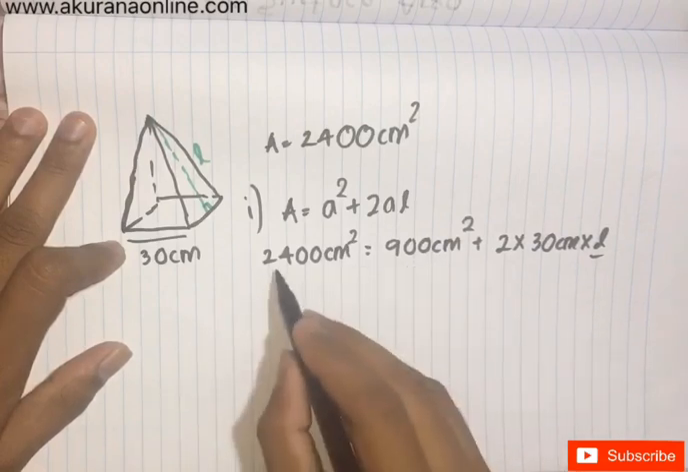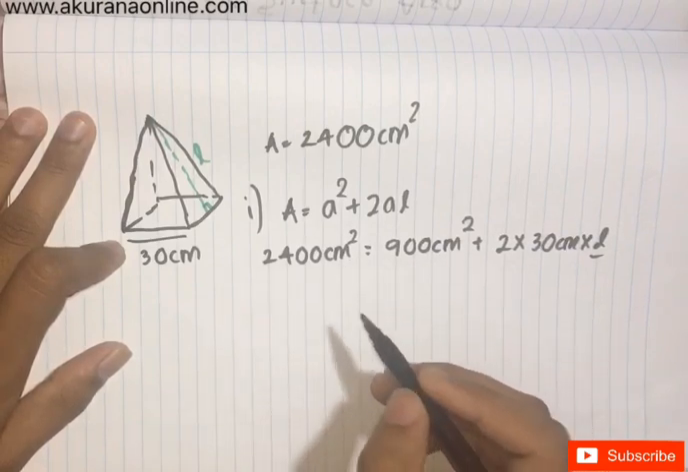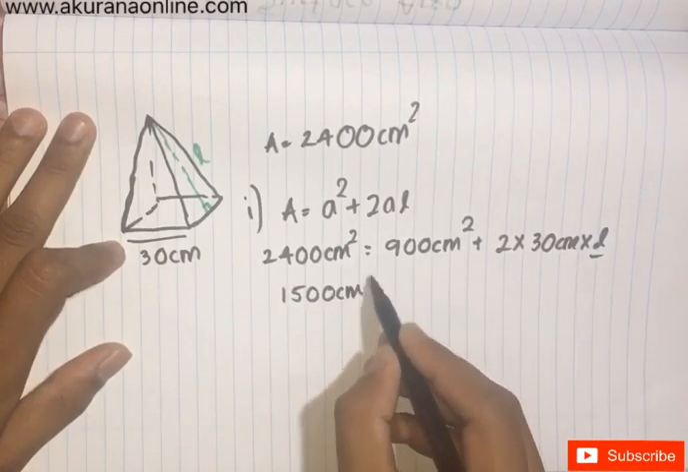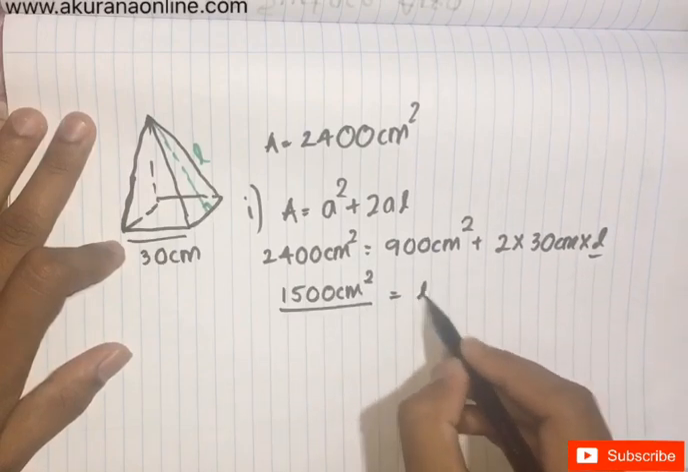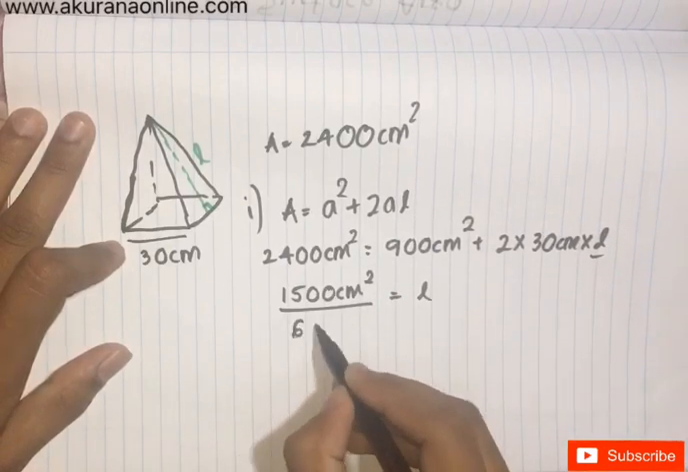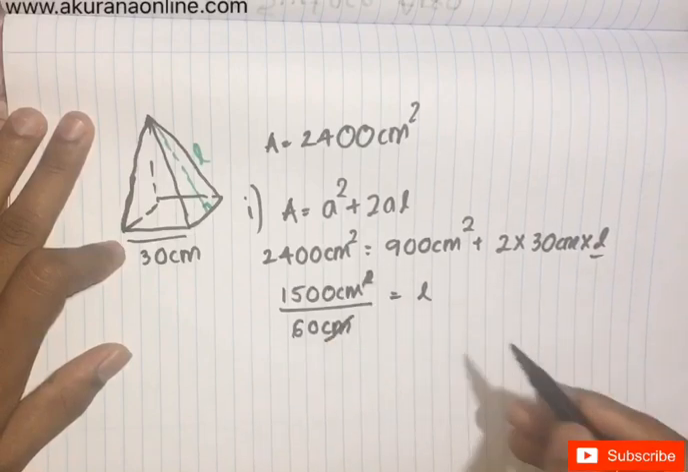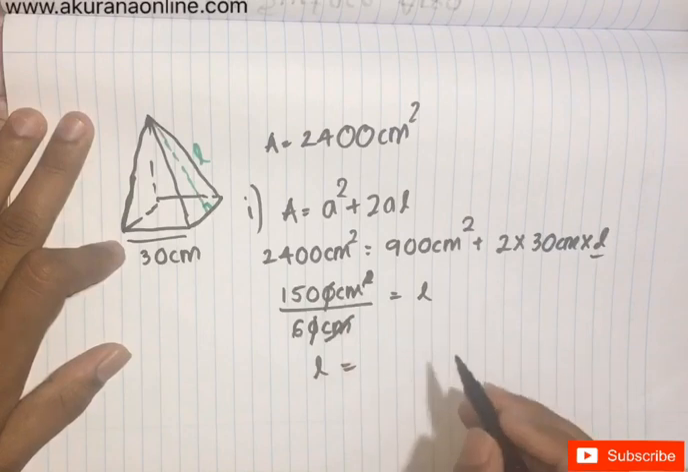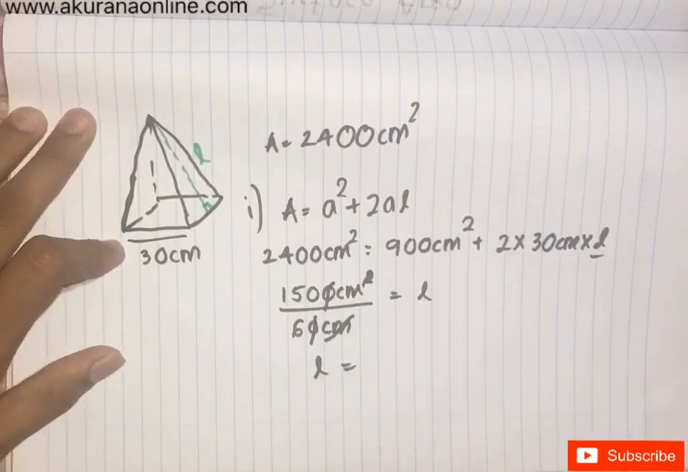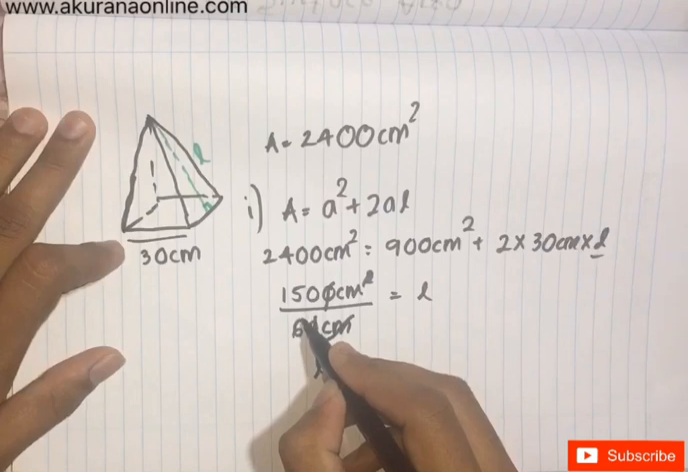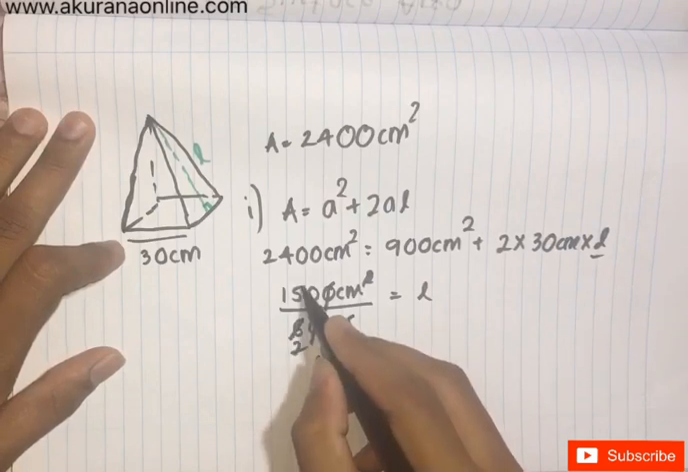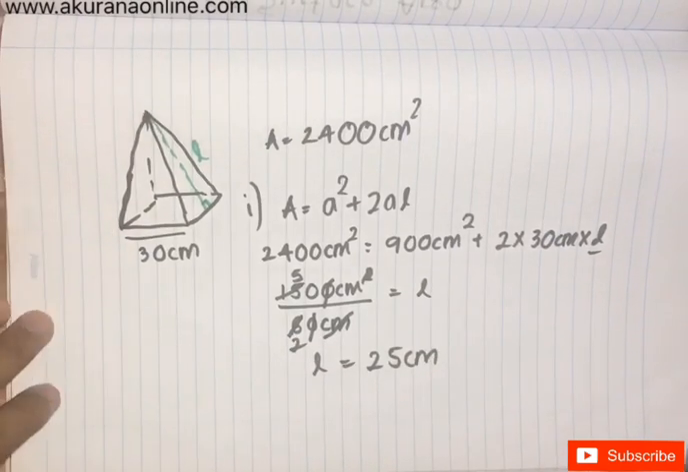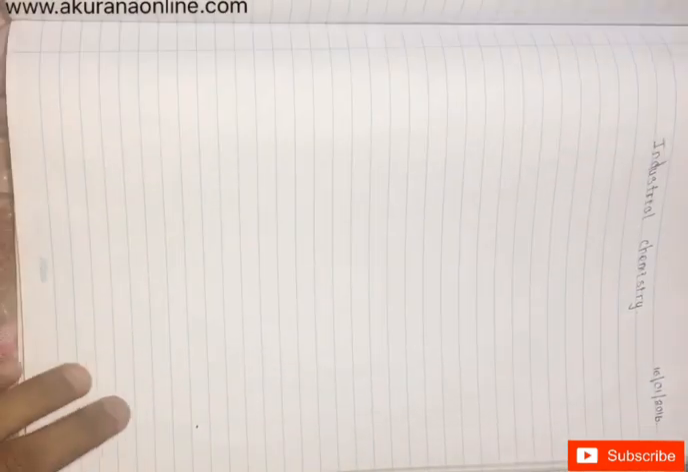If you subtract 900 from 2400, you have 1500. So 1500 centimeters squared, making L the subject, you divide by 60 centimeters. Therefore L is equal to, how much is it? Dividing by 2, then by 5, 50, you get 25 centimeters. Understand?